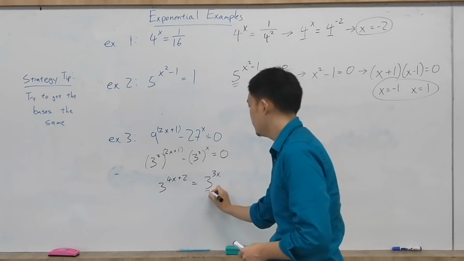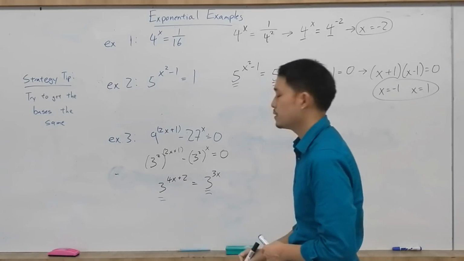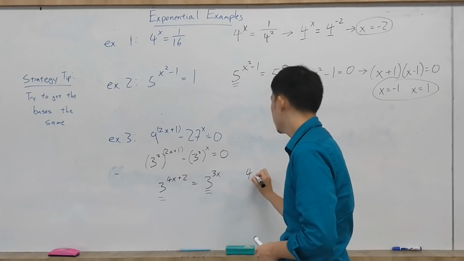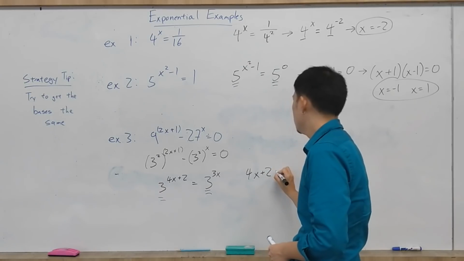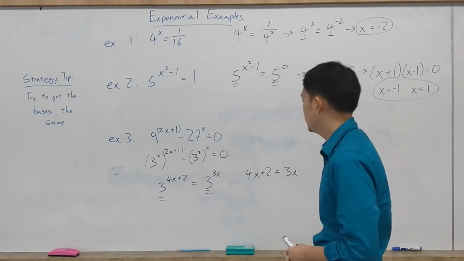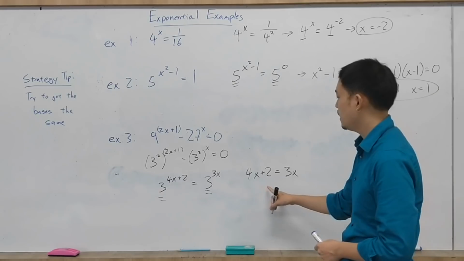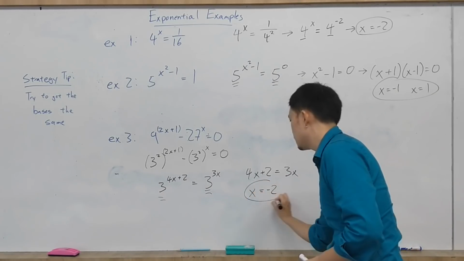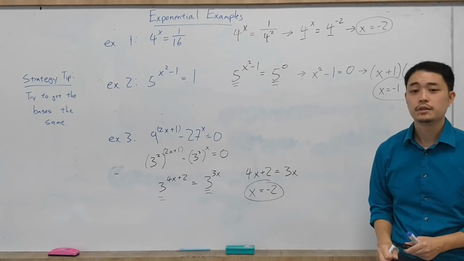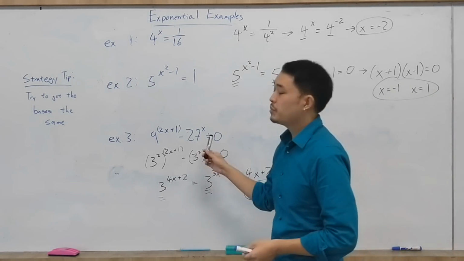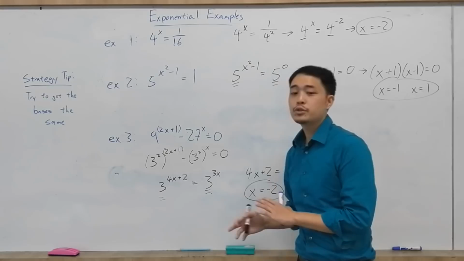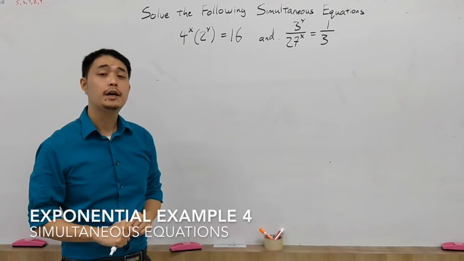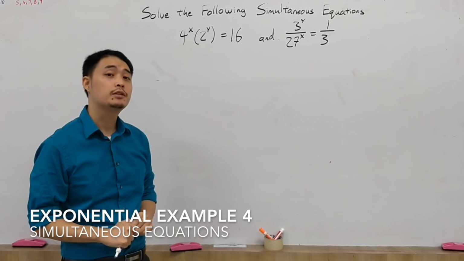So again, now we have the same bases. Let's solve. So 4x plus 2 equals 3x. Let's move the 3x over to this side and the 2 over there. We end up with x equals negative 2. All right. So again, trying to get the bases the same, and then using our exponent rules to help us solve for it.